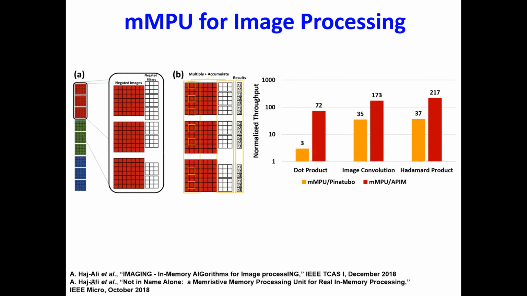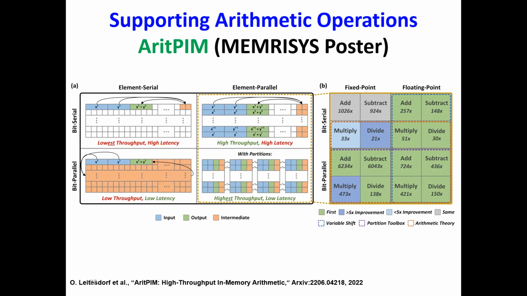And with that, we can do basically any operations that we want. So for example, one of the things that we're doing is to find the right algorithms to perform efficiently inside the memory different tasks. So for example, one thing that is presented tomorrow in a poster by Orion that is here is how to perform all the arithmetic operations, subtraction, addition, multiplication, division, using the mMPU.